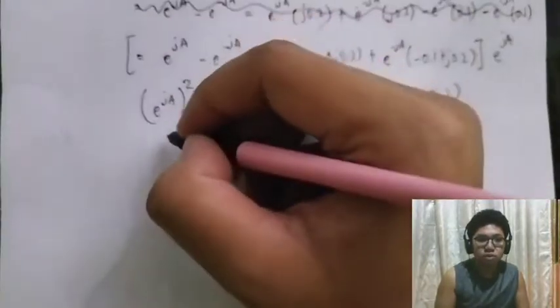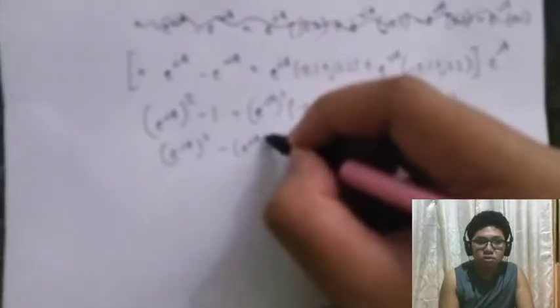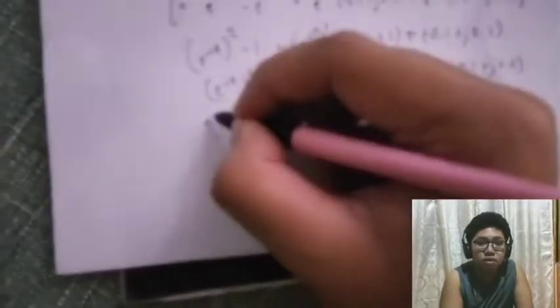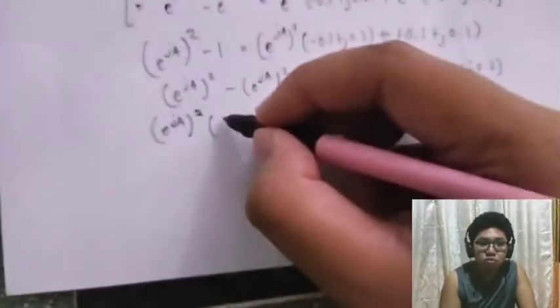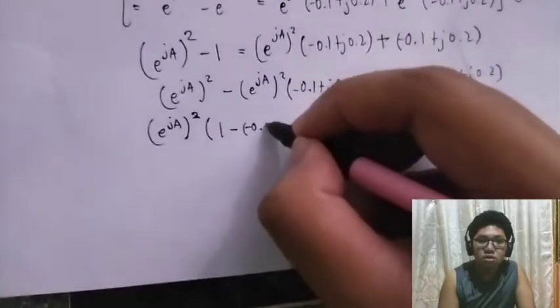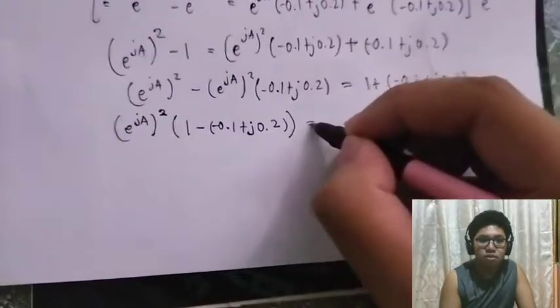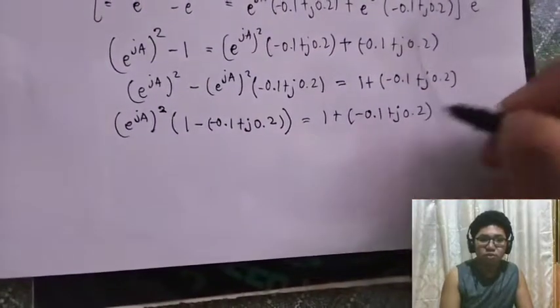Then we will transpose the values so that similar variables will be on the same side of the equation. Then we will factor out the e raised to ja squared, and that would be e raised to ja squared times 1 minus negative 0.1 plus j 0.2, and that is equal to 1 plus negative 0.1 plus j 0.2.